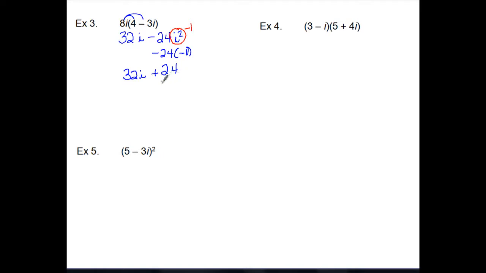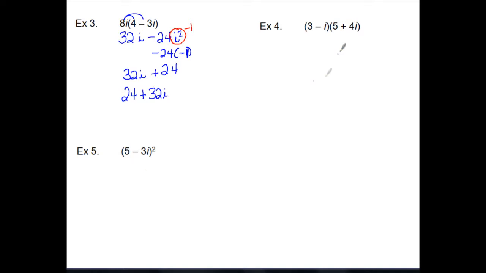Now remember, we need to put our answer in standard form, so our number goes first. 24 plus 32i. And there's our final answer there. That's supposed to be -1. So i squared right here gets replaced with -1.